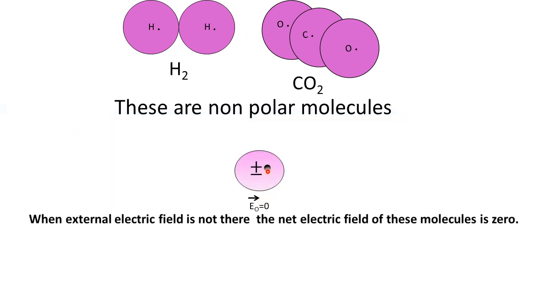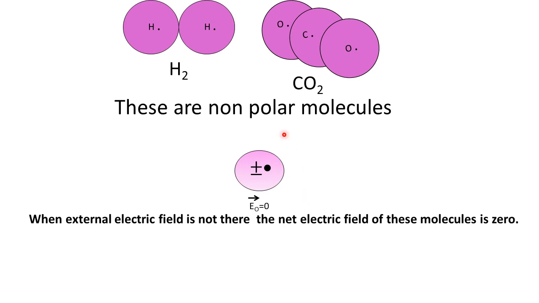You can see in this diagram, the center of mass of positive charge is coinciding with center of mass of negative charge. So net electric dipole moment vector is 0. And in absence of external electric field, the net electric field in these molecules in that sample is also 0. Net electric field in any dielectric material having non-polar molecules is 0 in absence of external electric field.